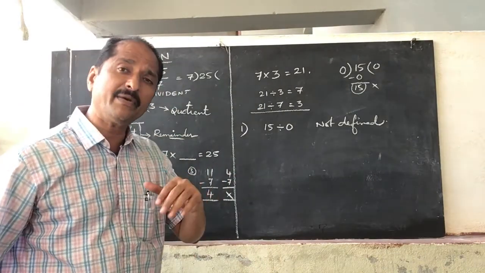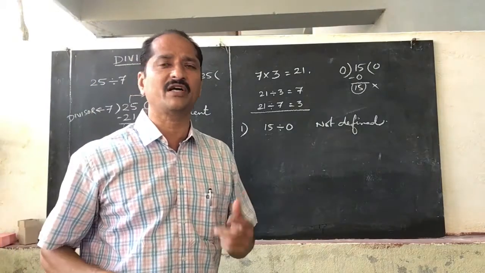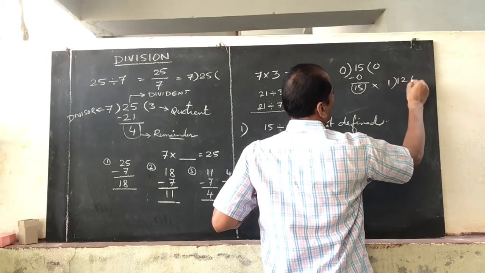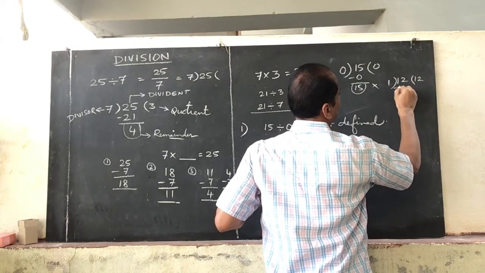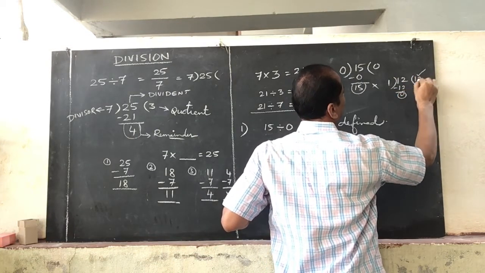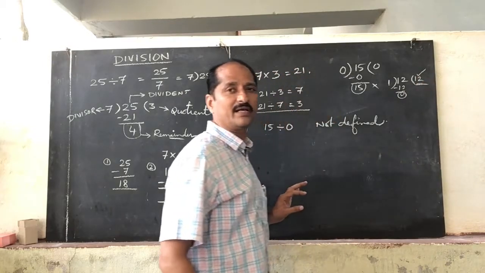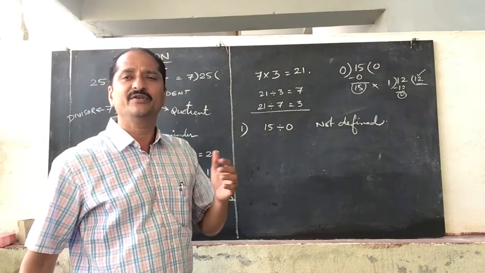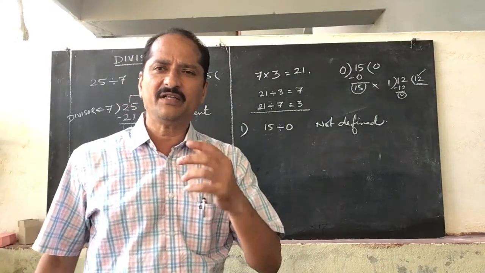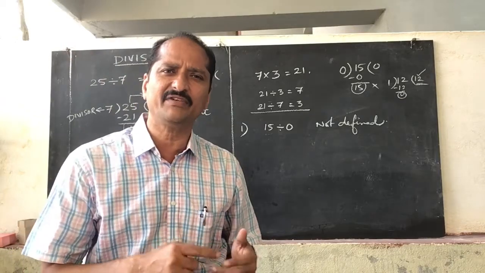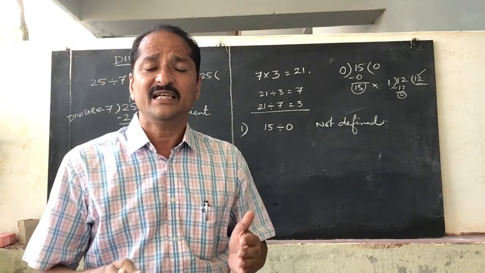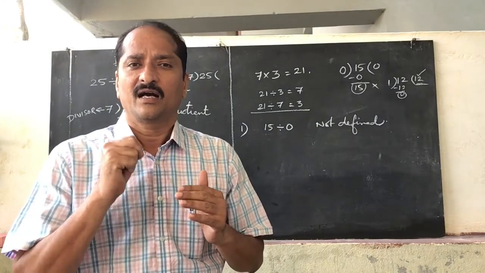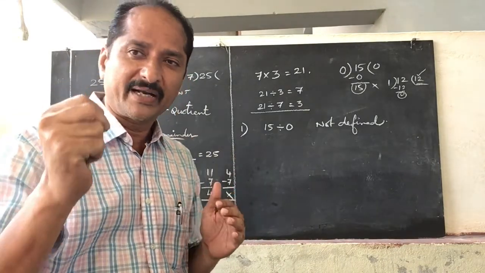Next, dividing a number with 1. If you are dividing any number with 1, what happens? For example, take 12 divided by 1. 1 times 12 is 12, remainder is equal to 0. So you got quotient as 12 only. If you are dividing 5 with 1, you will get 5. If you are dividing 7 with 1, you will get 7. So division of any number with 1, the quotient is the number itself.